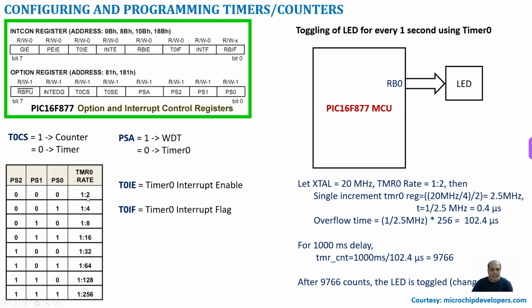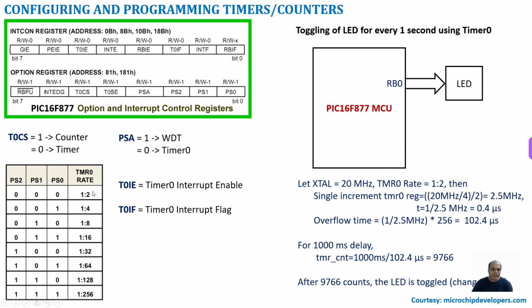Same way I can change the incrementation frequency. So if it is 1:4, which means F oscillator by 4 divided by 4, it becomes F oscillator by 16. So at this rate, the incrementation will happen. Same case, if I go with 1:256, what happens? F oscillator by 4 divided by 256, so it becomes F oscillator by 1024. So at that frequency, the incrementation will happen.